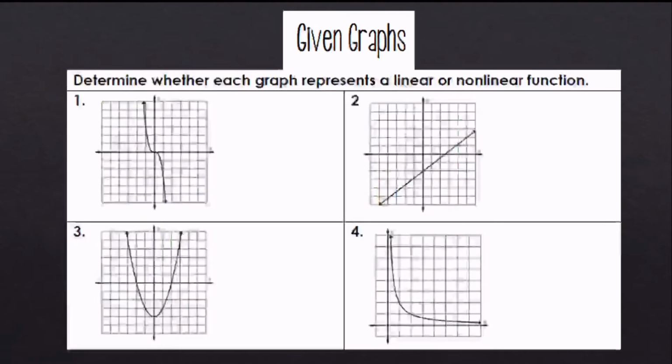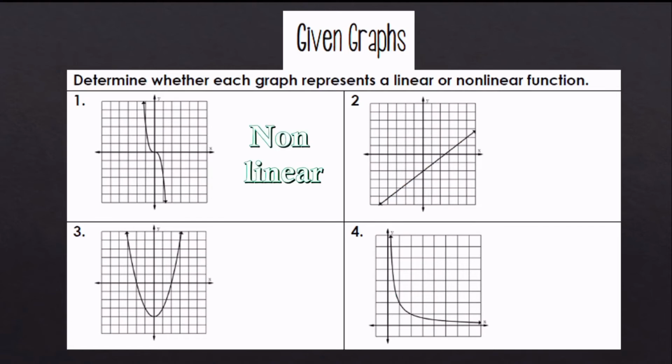So here's one way we determine linear and nonlinear, and this is pretty straightforward. Does it graph a straight line? The whole graph is straight. So we take a look at number 1, there's a curve in there, so it's nonlinear. If you look at number 2, that is a straight line. It's okay that it's at an angle, it's still a straight line, so it's linear.